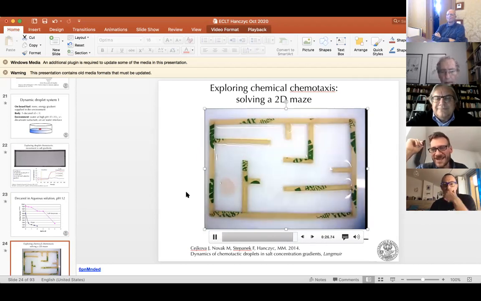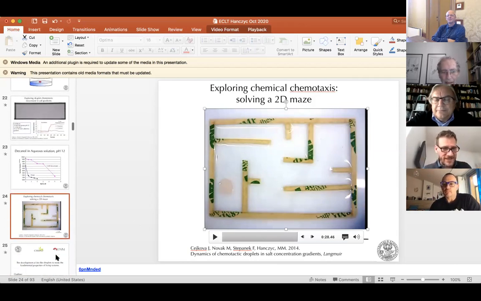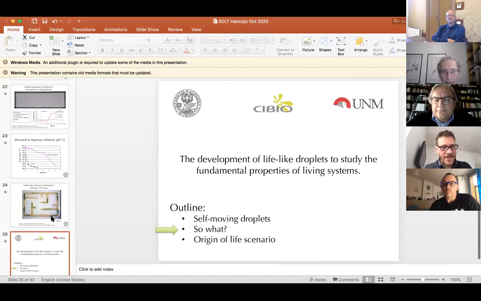There you go, right? No problem. So is this an intelligent system? I don't think so, because all it's doing is energy minimization. We see it as a two-dimensional maze, but from the droplet's point of view, this is simply the lowest energy state of the system, and it knows where to go because it's sensitive to the salt concentration in the environment. Okay, so those are just some examples of fun with self-moving droplets.